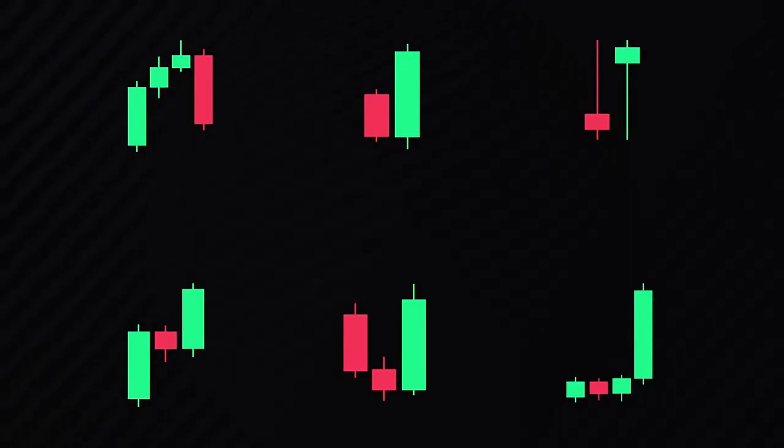So those are the 6 candlestick patterns that I've found to work. Now, keep in mind, when traded on their own, these patterns may not always be as effective. However, if you combine them with other forms of analysis, like key levels, they can become much more powerful.